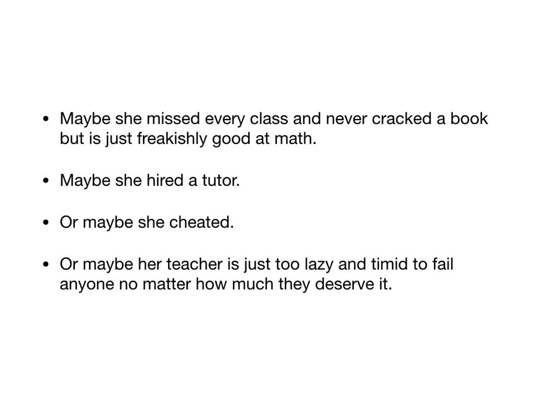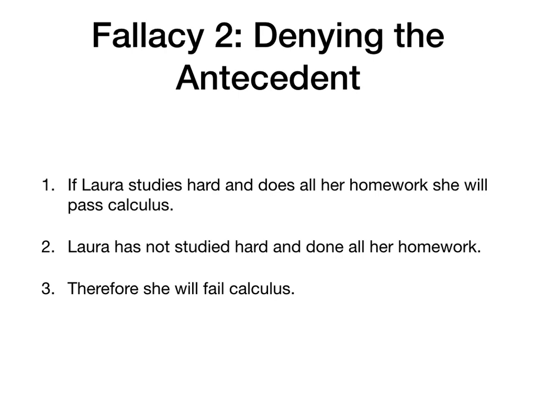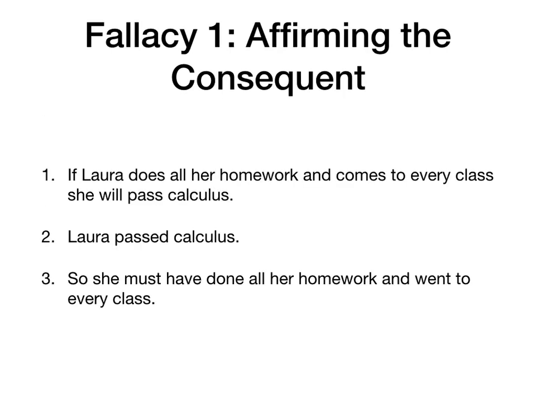But because the argument never says that, because there might be other ways to pass the class for all the argument tells us, it is possible for these premises to be true. If she does these things, she'll pass. She hasn't done them. It is possible for them to be true and the conclusion false. Same with the other one, because there might be other ways of passing class, 1 and 2 can be true and 3 false.